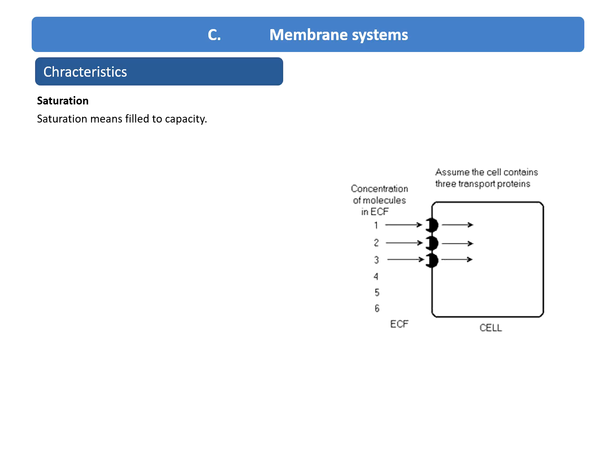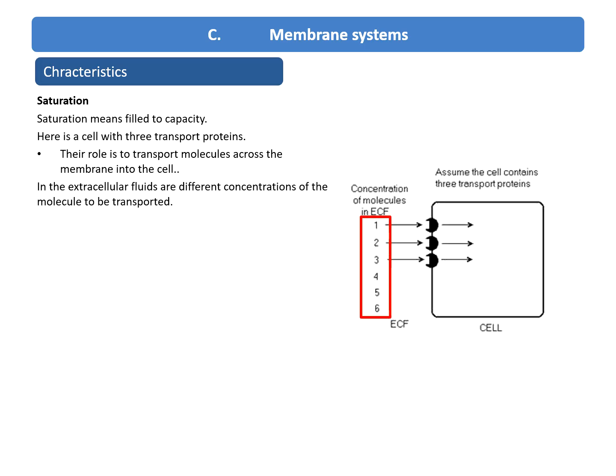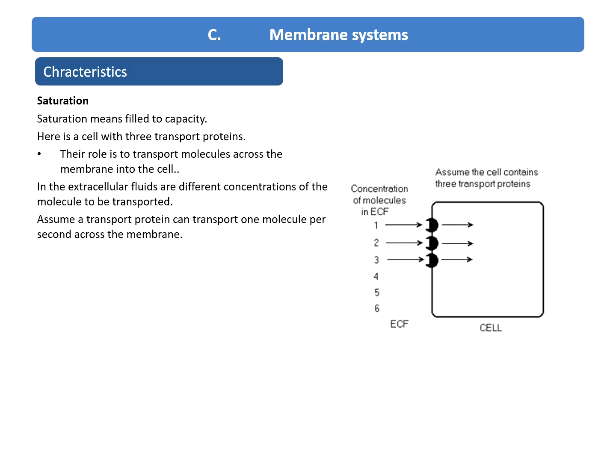Saturation. Saturation means filled to capacity. Here is a cell with 3 transport proteins. Their role is to transport molecules across the membrane into the cell. In the extracellular fluids are different concentrations of the molecule to be transported. Assume a transport protein can transport 1 molecule per second across the membrane.